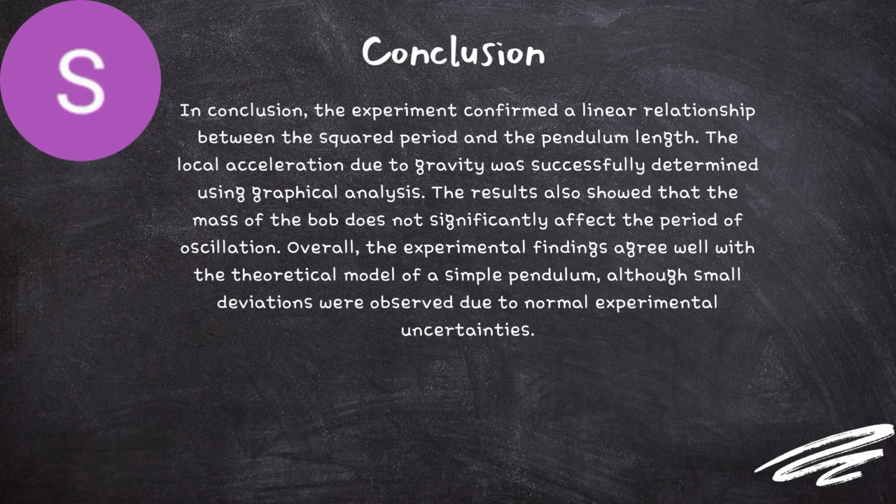In conclusion, the experiment confirmed a linear relationship between the square of the period and the pendulum length. The local acceleration due to gravity was successfully determined using graphical analysis. The results also show that the mass of the bulb does not significantly affect the period of oscillation. Overall, the experimental findings agree well with the theoretical model of a simple pendulum. Minor deviations were observed due to normal experimental uncertainties.